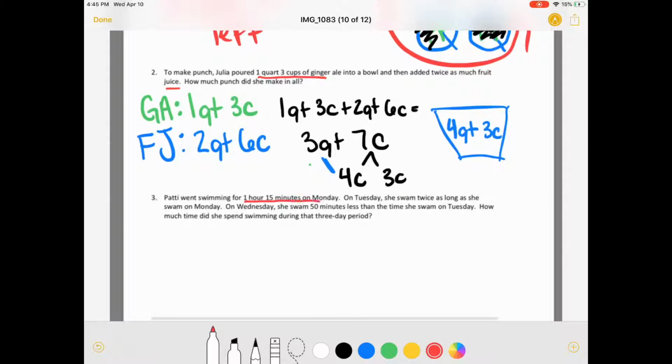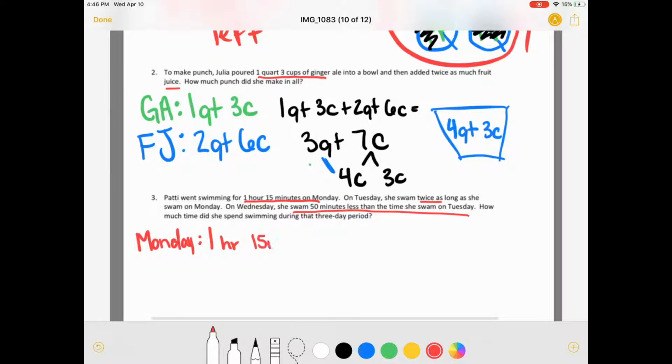It says Patty went swimming for 1 hour and 15 minutes on Monday. On Tuesday, she swam twice as long as she swam on Monday. On Wednesday, she swam 50 minutes less than the time she swam on Tuesday. How much time did she spend swimming during that 3-day period? So we know on Monday she swam 1 hour and 15 minutes. We're going to have to add all these times up at the end.